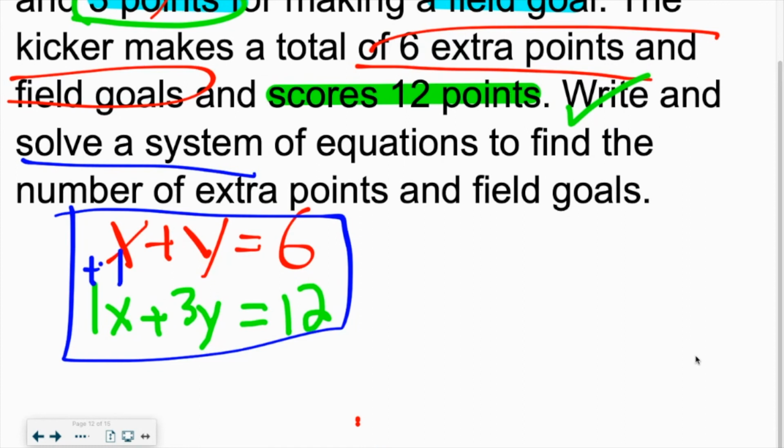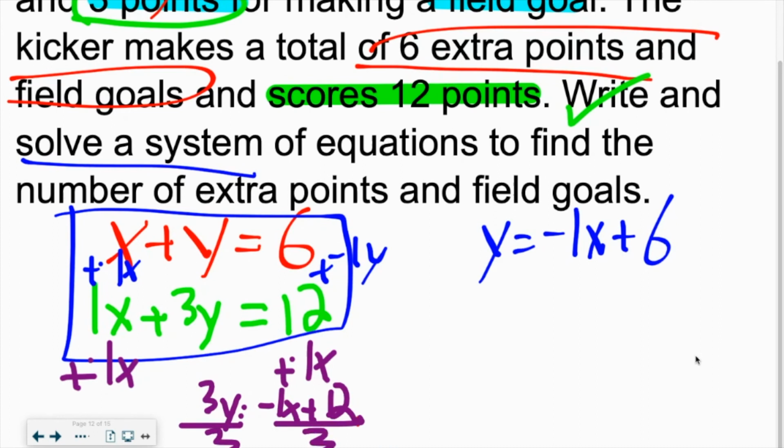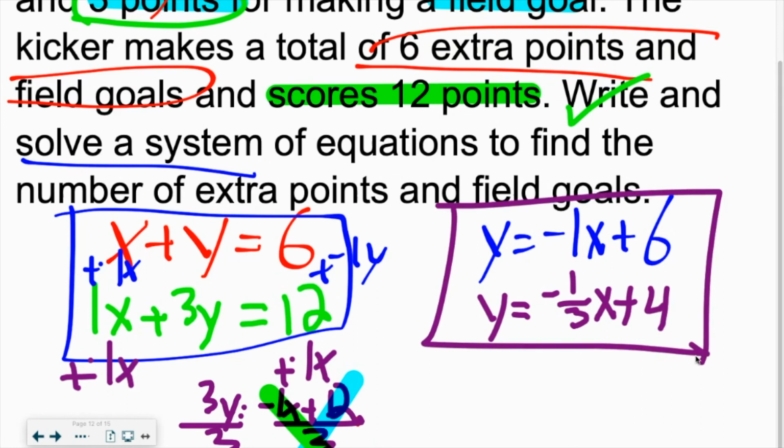So solving for this, subtracting 1x from both sides gives me y equals negative 1x plus 6. And then taking care of this guy on the bottom, same thing. Interesting, subtracting 1x, that'll work. So I got 3y equals negative 1x plus 12. But I do have to divide by 3 to get that y all by itself. Now I'm going to leave these as their own terms. I'm going to make each one their own separate fraction. So negative 1/3 x plus, and now when I take 12 divided by 3, that leaves me 4. Both of these are correct answers for systems of equations.